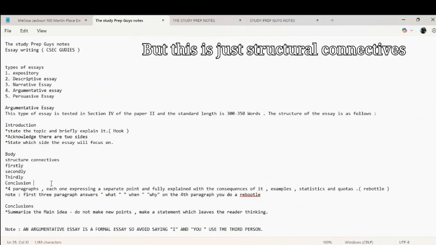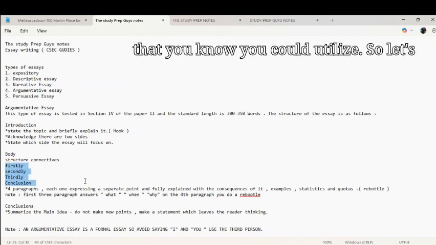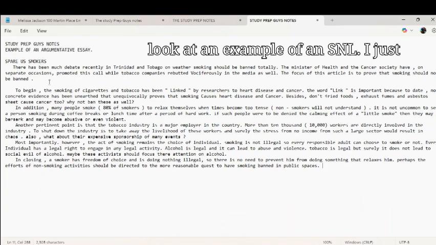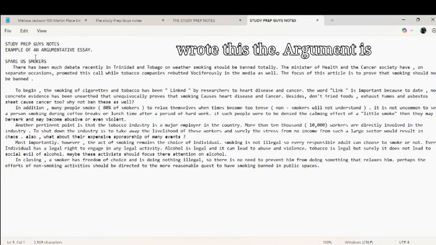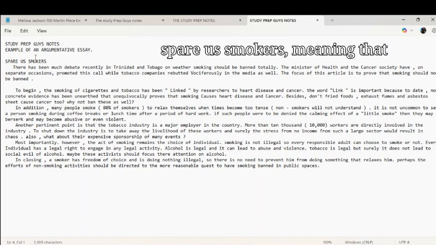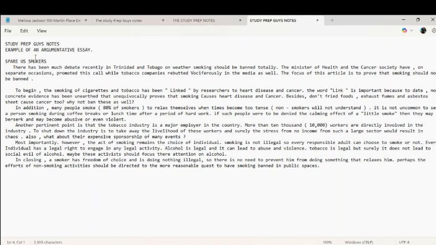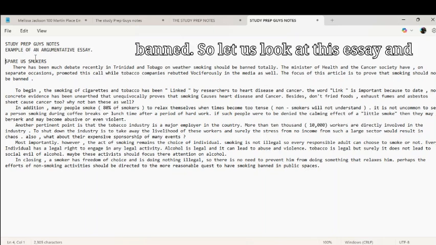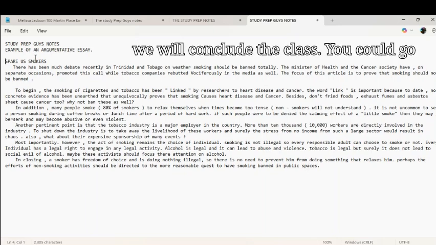But this is just structural connectives that you could utilize. So let's look at an example of an essay. Now I just wrote this. The argument is "Spare us smokers," meaning that we are against the idea of smoking being banned. So let us look at this essay and we will conclude the class.